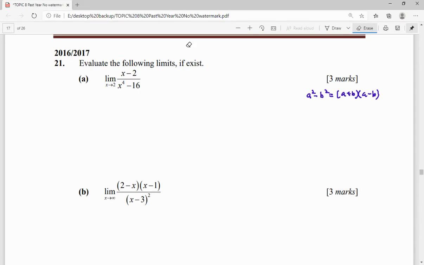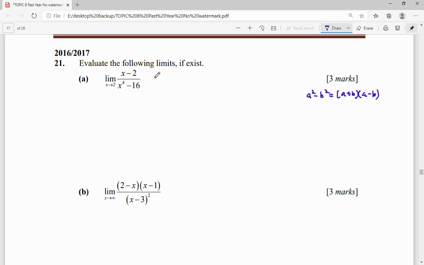For question 21, we are going to evaluate the following limit if it exists. For question A, we're going to find the limit of the function (x minus 2) over (x to the power 4 minus 16) when x approaches 2. Our first attempt will be to substitute x equals 2. You'll notice that when we substitute 2, we get 0 over 0. So this is an indeterminate form.